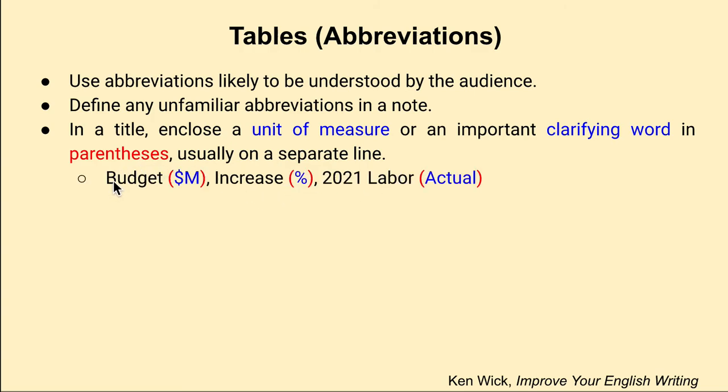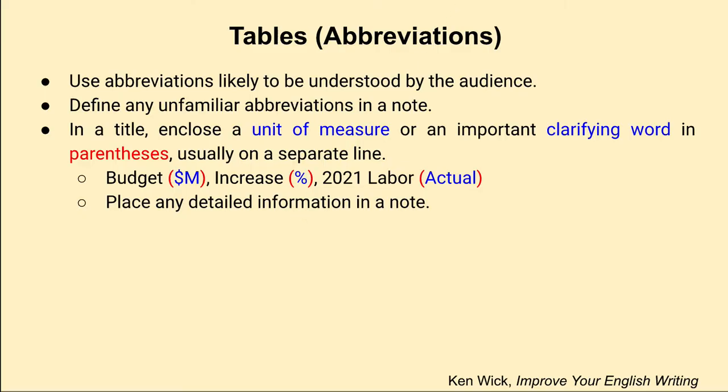So you could actually have maybe the title Budget, $1,000,000 M. This is probably millions of dollars. The increase in percentage, 2021 labor, actual. These are examples of how you have a unit of measure or an important clarifying word in a title, and how that would appear. Do I have any other bullets? Oh, place any detailed information in a note. So if you had any detailed information about the title, then you would want to place that in a note.